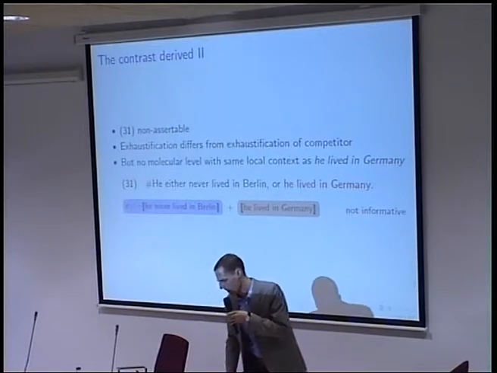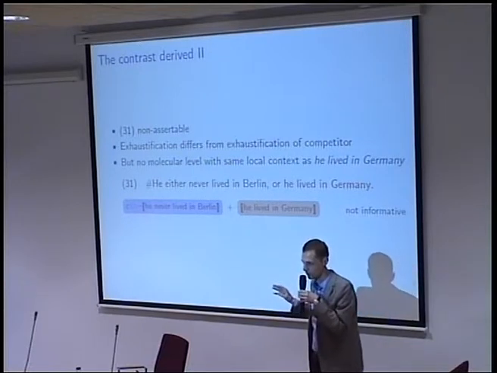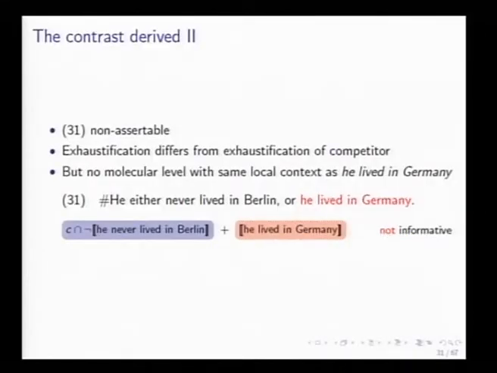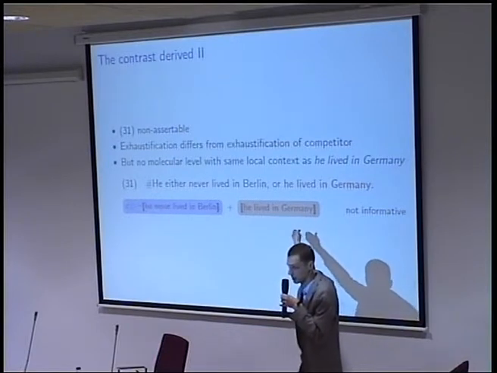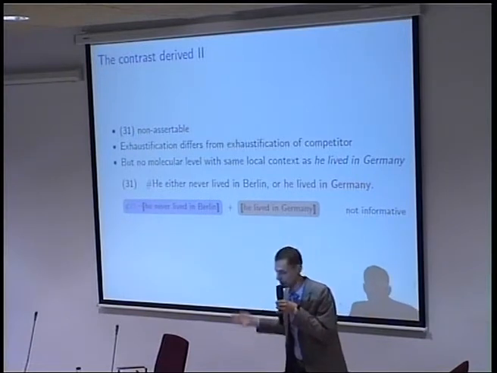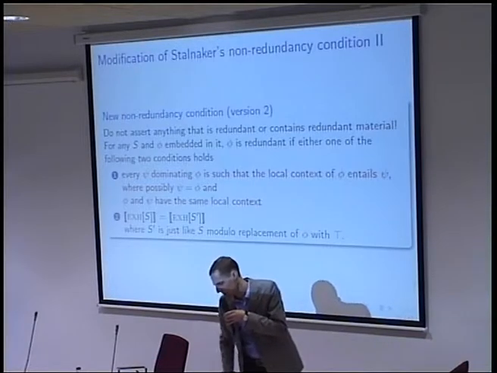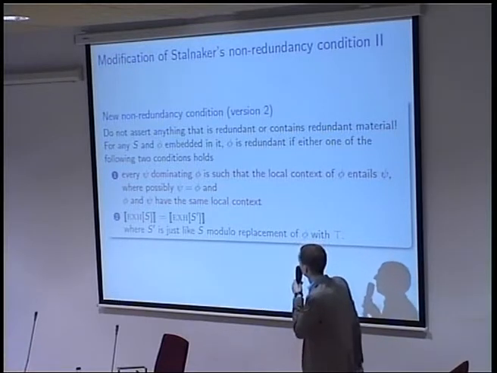Okay. Now, let's look at 31. Again, the exhaustification differs from the exhaustification of the competitor. But this time, we notice that the second disjunct doesn't have a molecular level above it with the same local context which is different from itself. So the initial context updated with the negation of 'he never lived in Berlin', of course, entails 'he lived in Berlin', and therefore 'he lived in Berlin' is redundant or non-informative in its local context, and 31 becomes non-assertable.